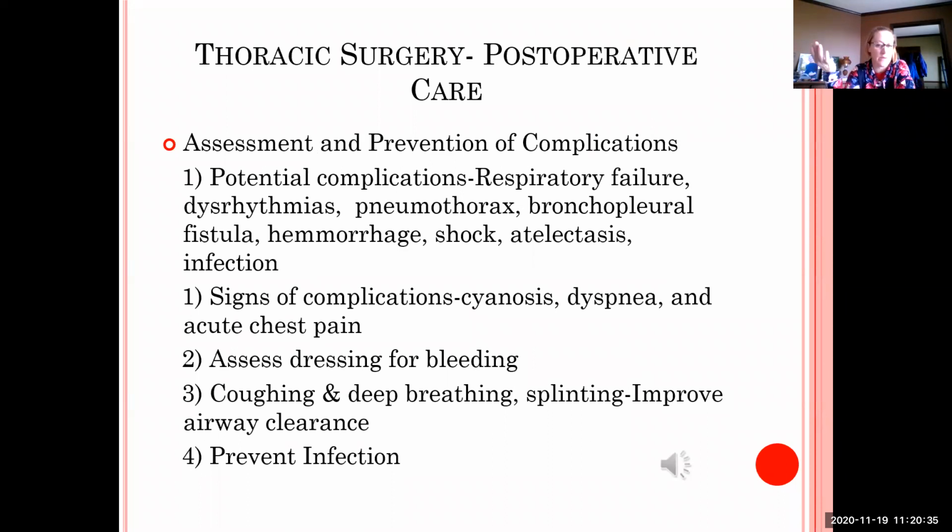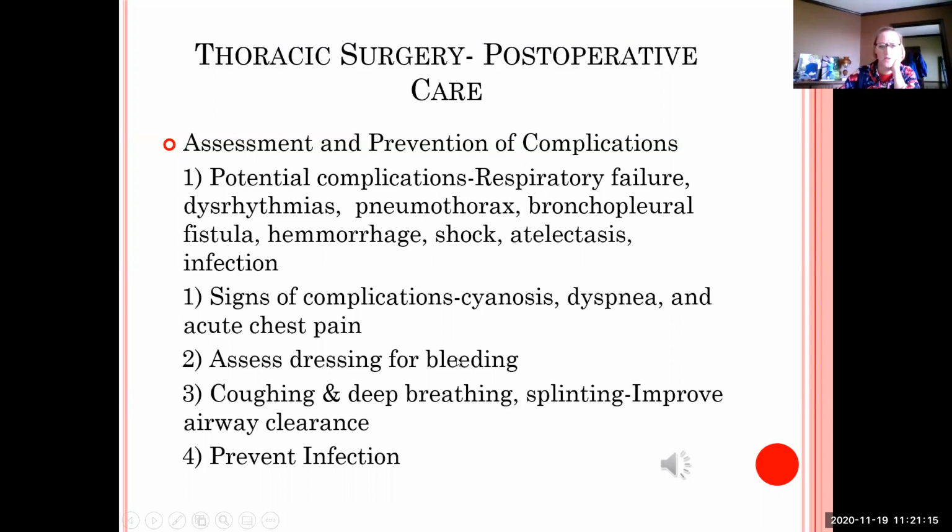Potential complications, of course, are respiratory failure, dysrhythmias, pneumothorax, bronchial pleural fistula, hemorrhage, shock, atelectasis, and infection. Signs of complications: cyanosis, dyspnea, chest pain, the same things, looking for signs of respiratory distress and hypoxia. Assess the dressing for bleeding, and teach them coughing and deep breathing with a splinting exercise, so that they don't have as much pain and can cough effectively. And preventing infection: those things that we do to prevent infection, good hand hygiene, monitoring the dressing.